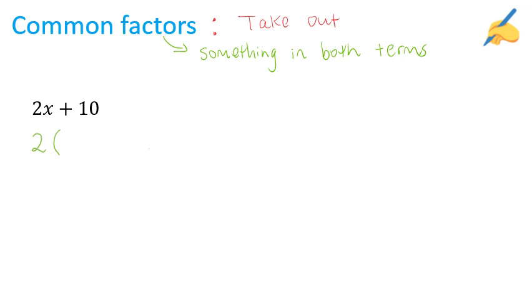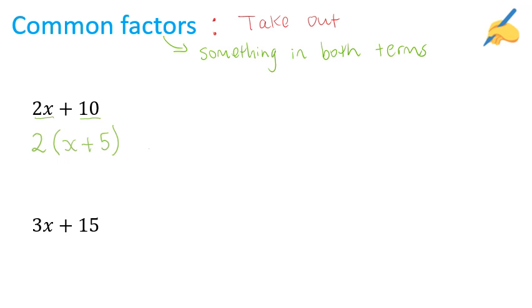Now I think, 2 needs to be multiplied by what to give 2x? 2 times x will give me 2x. And 2 needs to be multiplied by what to give 10? 2 times 5. I'll show you another example.